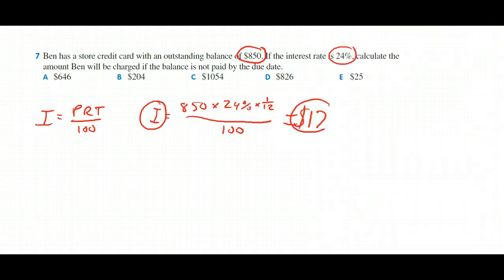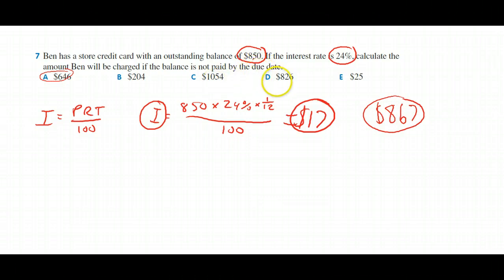Okay, so that's the interest that's going to get added on top of this balance here. Now, when we look at the possible answers, we see that none of them are $17, and none of them are this plus this. The new balance would be 850 plus 17, which is $867. That's the new outstanding balance if not paid by the end of the month.